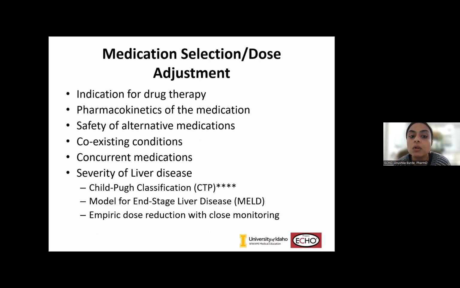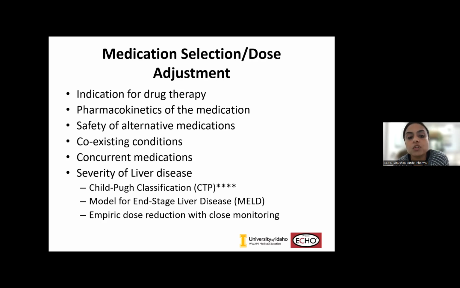You want to think about safety of alternative medications, and coexisting conditions such as renal impairment, as I mentioned before. Patients with decompensated cirrhosis also have renal impairment issues, so you want to think about dose adjustment of medications which are renally cleared as well. And then think about concurrent medications because of potential drug-drug interactions, and then severity of liver disease.